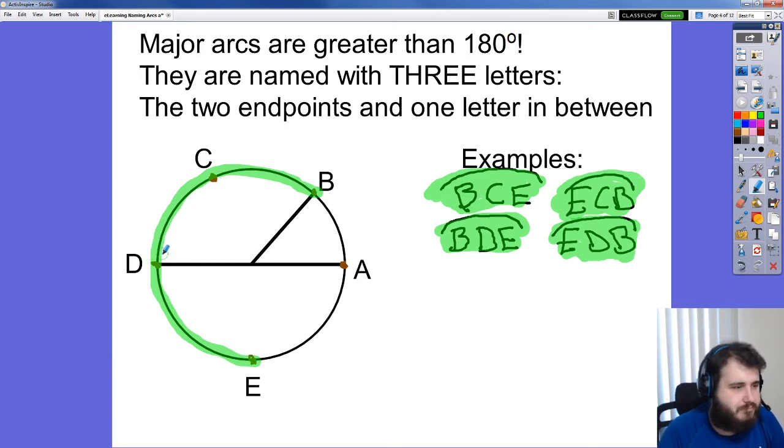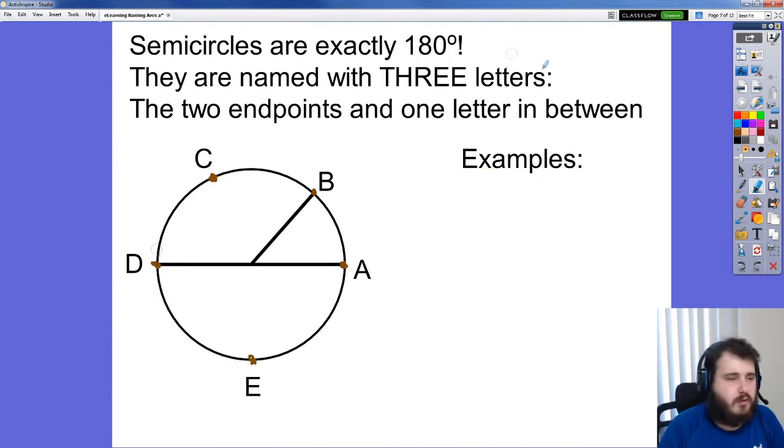It's all the same. So, the last situation we want to talk about is referred to as a semicircle. And a semicircle is exactly 180. And again, as we go through, I'm going to pick the one that is definitely a semicircle based on how I've drawn the picture. Well, there's one down here too, right? If you know that this is a semicircle, well, this one has to be a semicircle too.